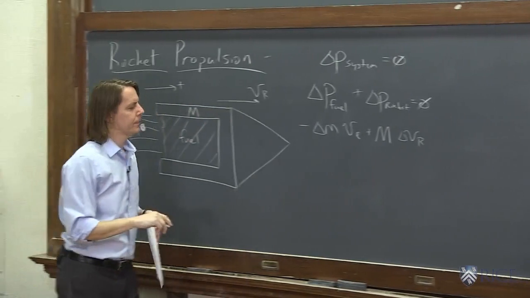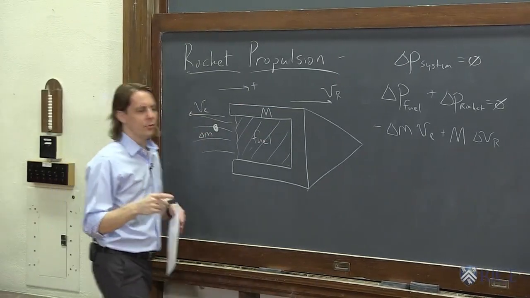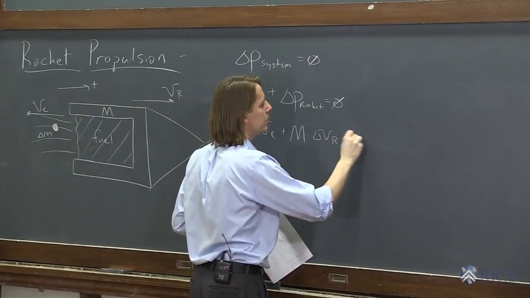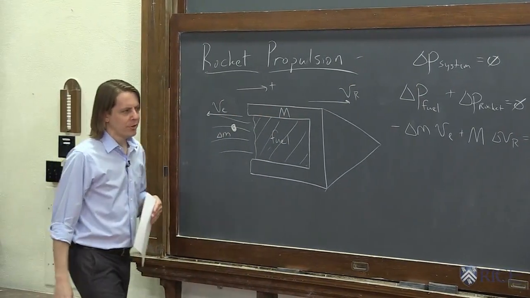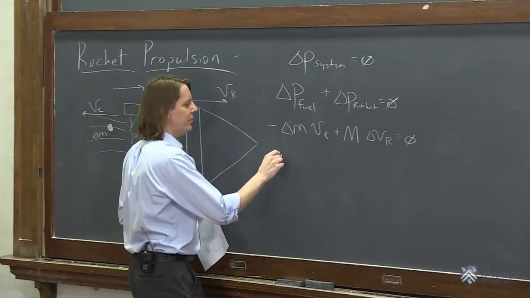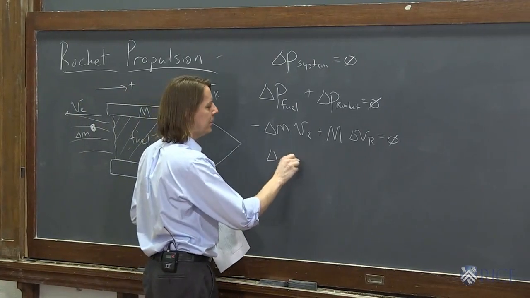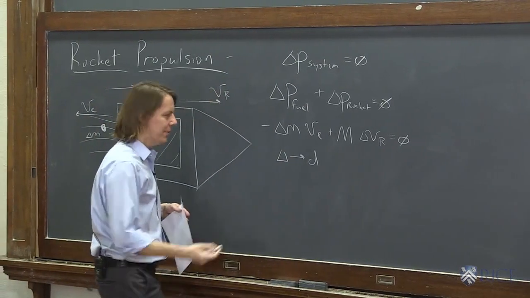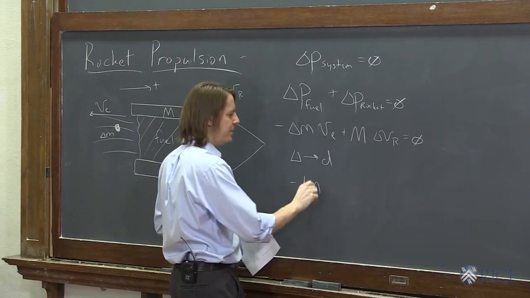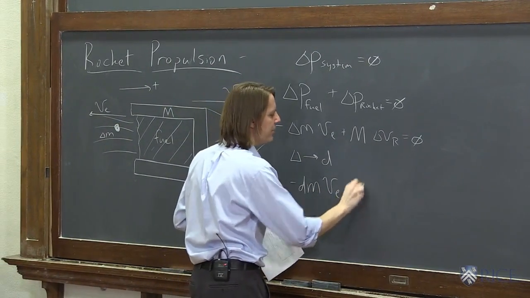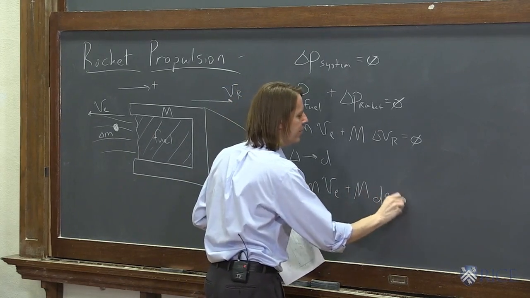Right. And those two together must equal 0. So we want to do two things with this equation to be able to work with it. We want to switch to differentials, so let's go from delta to d. Right, and then, okay, well, that's easy. We could say minus dm, that little change, VE plus M dV of the rocket equals 0.